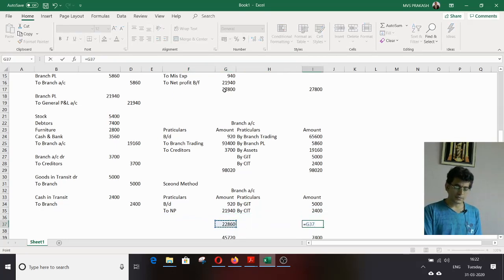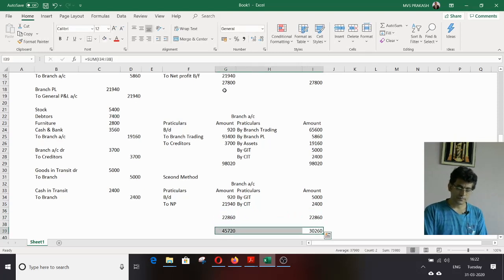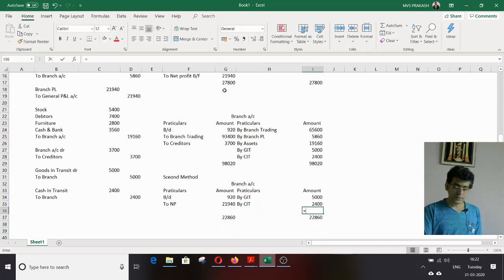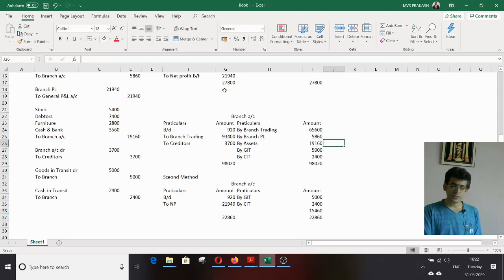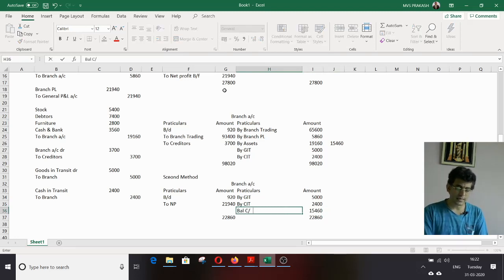2,860. Okay, let me delete this. Now what is the balancing figure here? 22,860 minus 5,000 minus 2,400 gives you 15,460. Let us check what is my total assets. Total assets is 19,160 minus my creditors, 3,700. So ultimately the difference is nothing but your net assets. That's what we have discussed. So ultimately the balancing figure in the branch account is simply called the net assets balance.